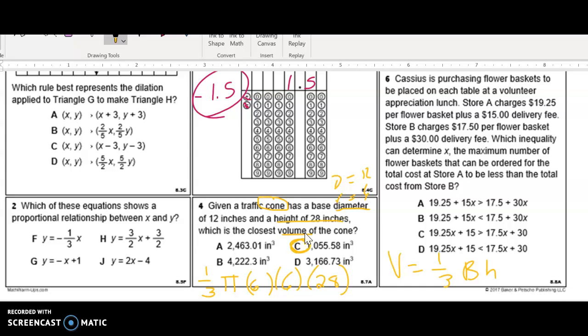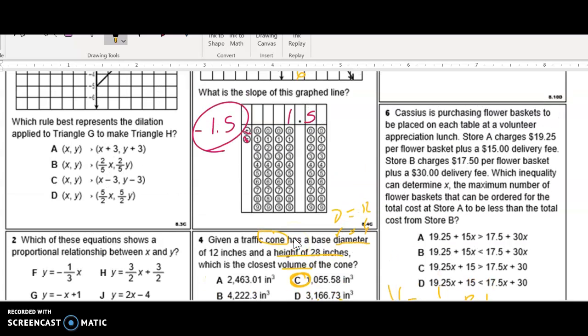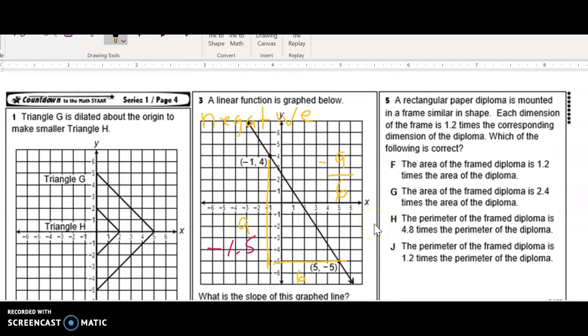Now, the most common thing that people forget is this third right here. Because remember, cylinders are pi r squared h and cones are 1/3 pi r squared h. All right.